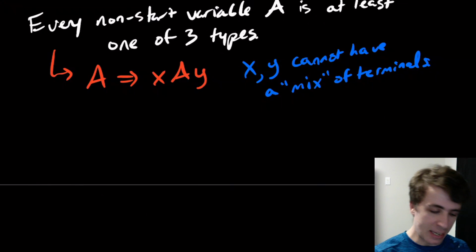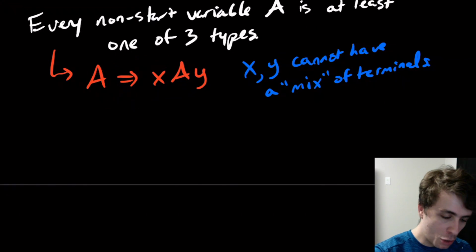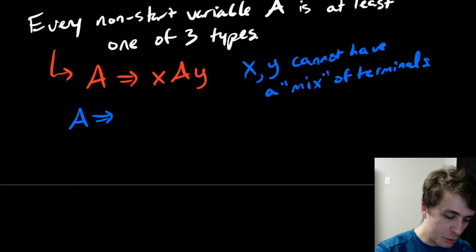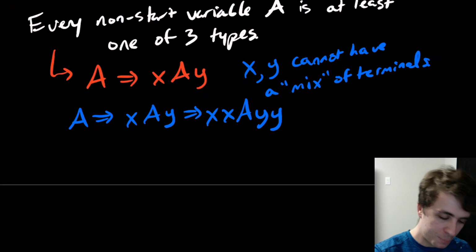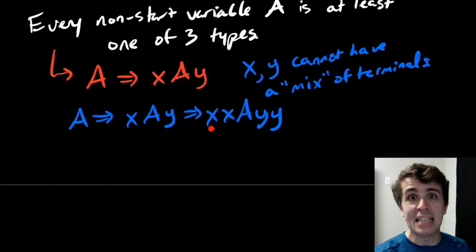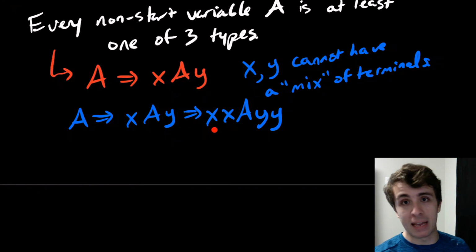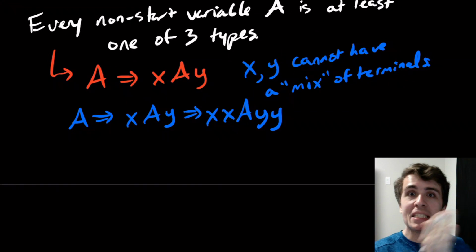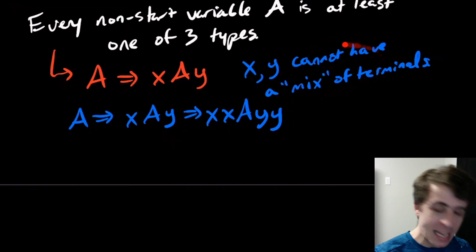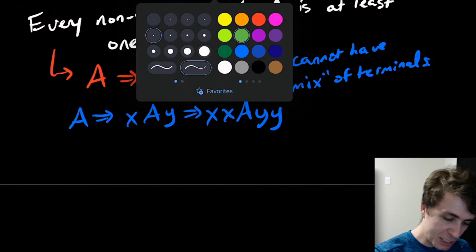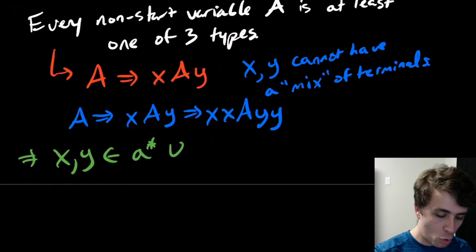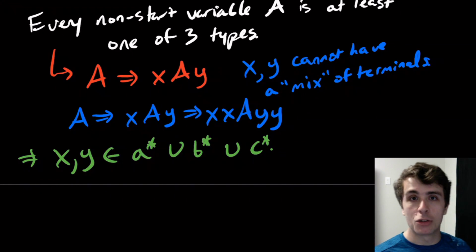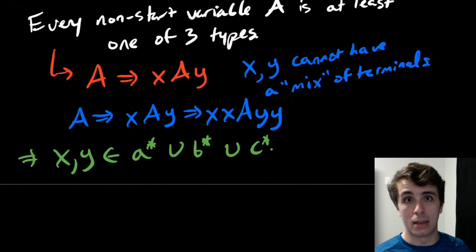And that's actually kind of easy to see, because we can just apply this over and over. So A is going to produce X, A, Y, and then we'll apply those same rules again to get X, X, A, Y, Y. Suppose that X, for example, has A's and B's in it. Then this X also has A's and B's in it, which means that we'll have A's, then B's, followed by A's. But remember that the language is A's, B's, and C's in that order. So it can't be the case that they have a mix of terminals. So X and Y must be in either all A's or all B's or all C's. So it can't be that there's a mix of A's and B's anywhere.